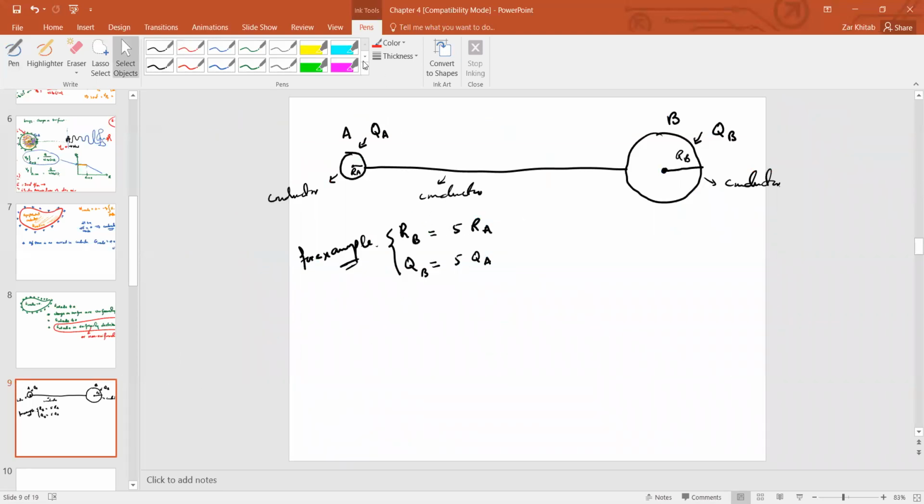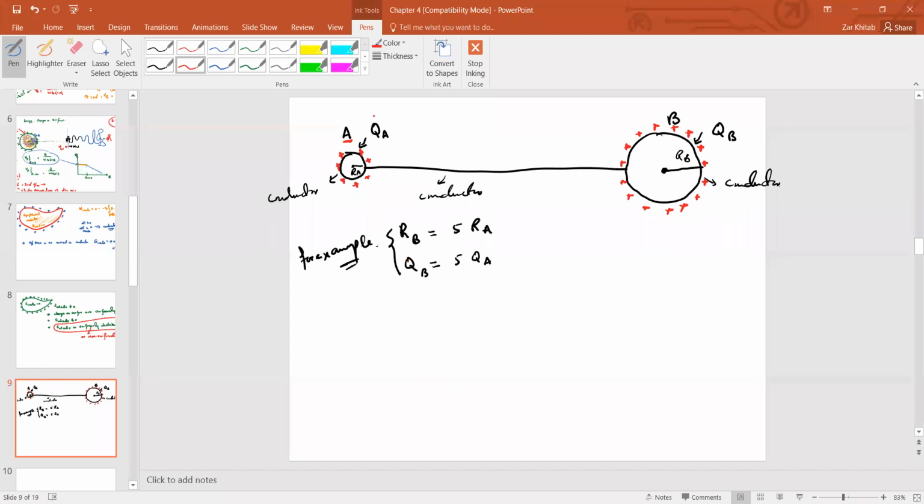Coming back to this, I have a structure A, which is a smaller radius sphere, and structure B, which is a bigger radius, and I connected the two structures with a conductor. QA has some finite amount of charge which can be accumulated here. Structure B also has a finite amount of charge, but more than structure A. If you try to bring another charge here, it will come to this structure, because B is bigger in size and has more capacity to hold charges. For example, I take the radius of B as 5 times that of A, so charges on B are 5 times more than charges on A.